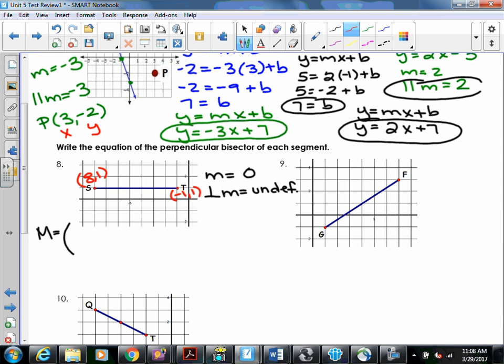Now, when I add the x's, I have 8 plus -1 divided by 2. Add the y's, 1 plus 1 divided by 2.